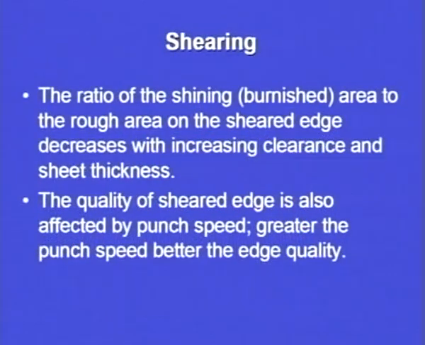The ratio of the shining burnished area to the rough area on the sheared edge decreases with increasing clearance and sheet thickness. So, two important aspects have been addressed here. The first one is the clearance and the second one is the sheet thickness. The ratio of the shining, burnished area, the burnished edge that was shown in the diagram of the slug, to the rough area on the sheared edge decreases with increasing clearance and sheet thickness.